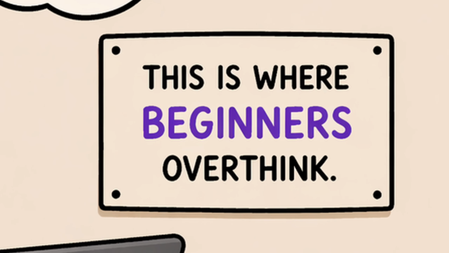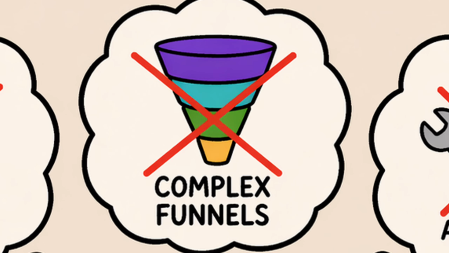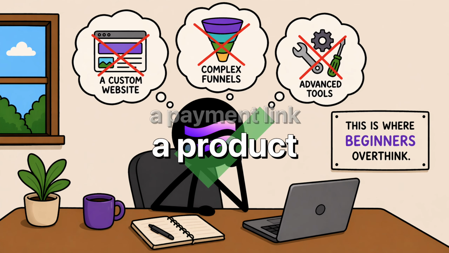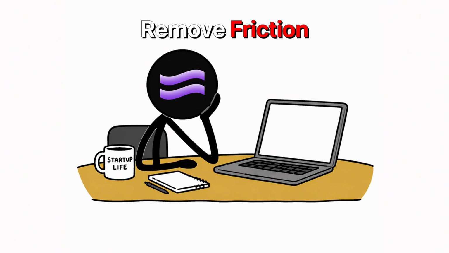This is where beginners overthink. You don't need a custom website, complex funnels, and advanced tools. You need a product, a payment link, and automatic delivery. The goal is to remove friction, not impress.